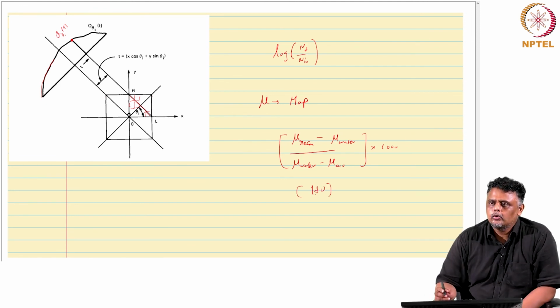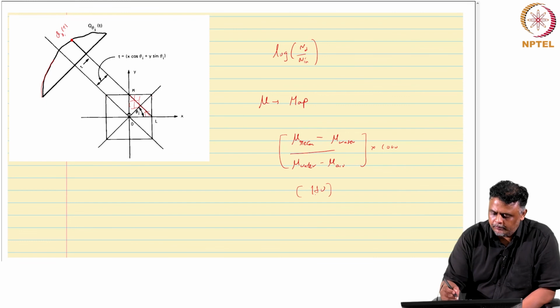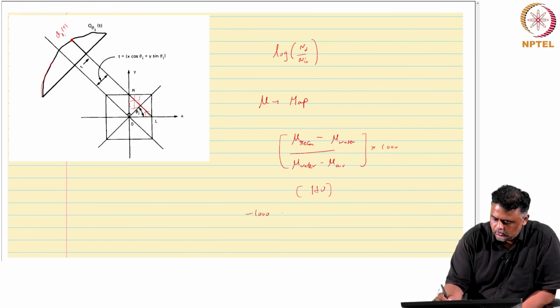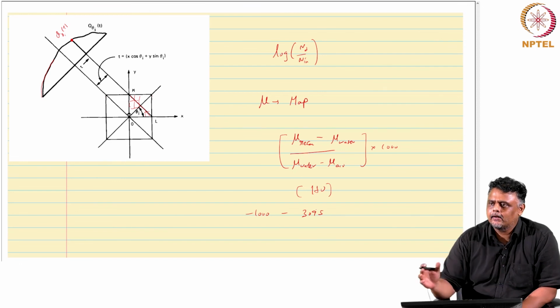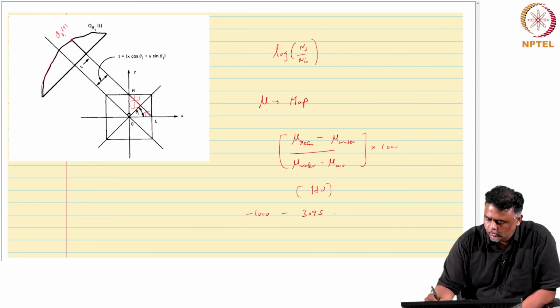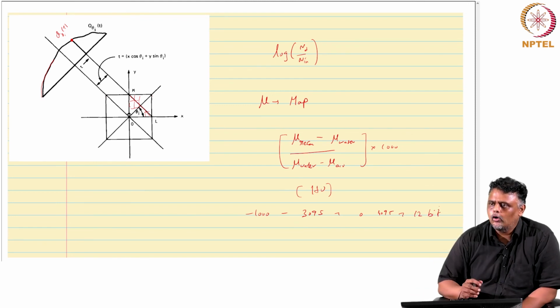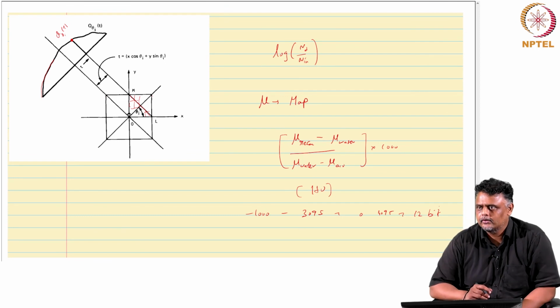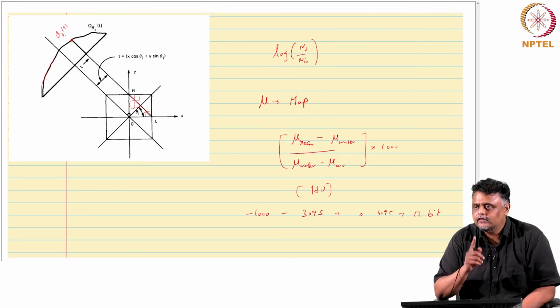Typically this number goes from minus 1000 to 3095. You typically add an offset of 1000, so it will go from 0 to 4095. If you recall, this is basically a 12-bit number. So, all the outputs from a CT scanner are 12 bits.